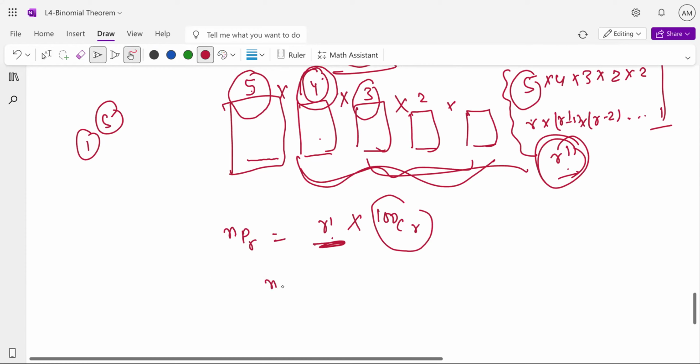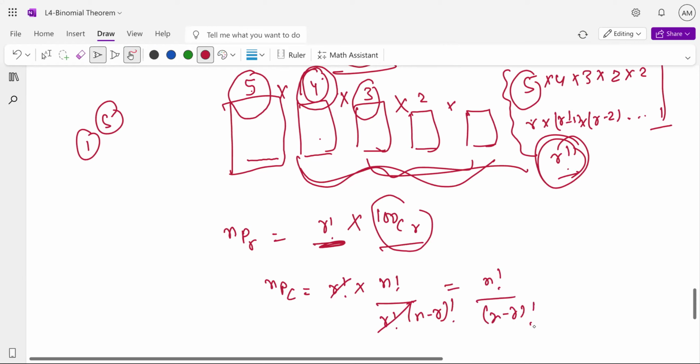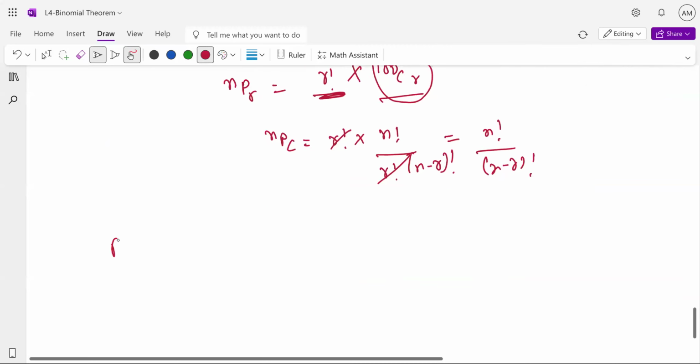If you again just make the formula, it will become R factorial into what is this value? It is N factorial divided by R factorial, okay, N minus R factorial, and you can see what you have got again. N factorial divided by this is the formula. Clear? Yes, sir.